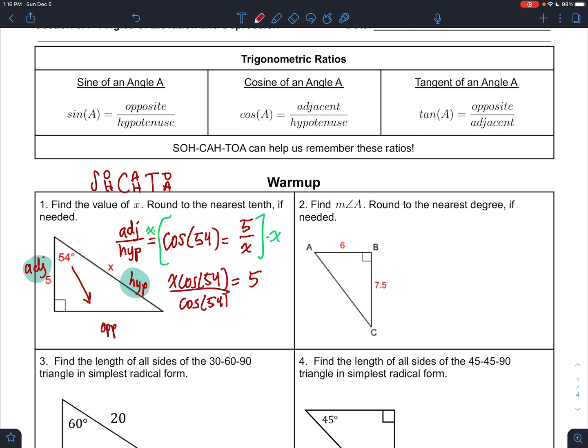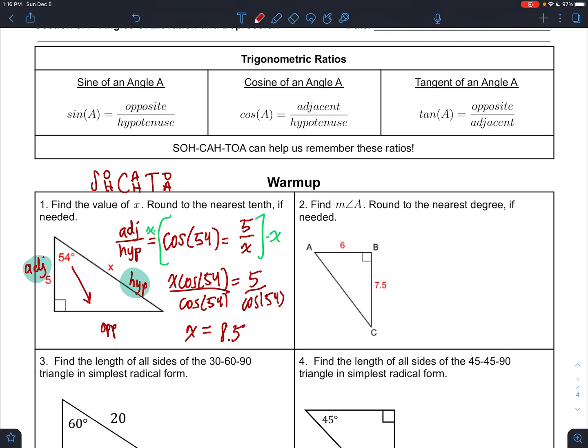And then, of course, we want to solve for x. So cosine 54 is like a number, and you can't separate it at all, and it travels together. So you can't just divide both sides by 54 or divide by cosine. You divide by everything there. And the answer to this, to the nearest tenth, is 8.5.